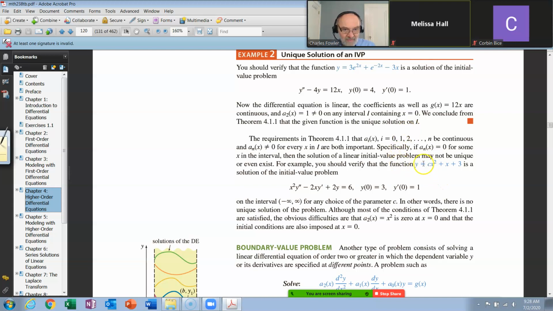We have verified that this function seems to satisfy everything here on the entire interval from minus infinity to positive infinity for any choice of the parameter c.